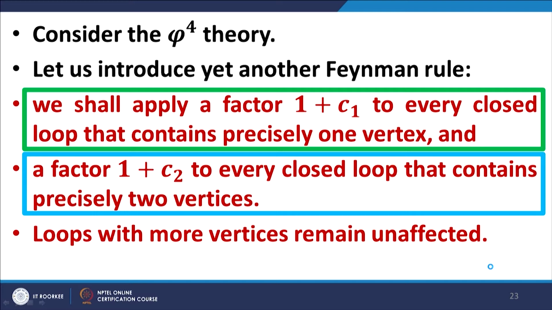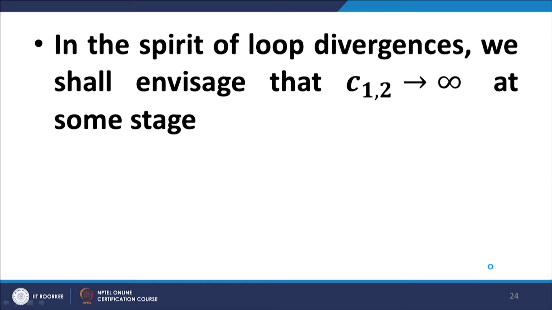to externally introduce the concept of loop divergence in our phi-4 theory in zero dimensional space time, because a priori in zero dimensional space time loop divergences would not exist. And later on we will make C1 and C2 approach infinity to explore the implications of loop divergences.